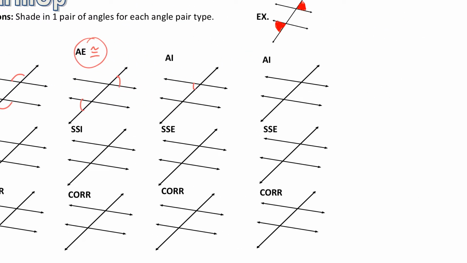Okay, alternate interior would be like here and here, or here and here. Okay, if the lines are parallel, what do I know about alternate interior? They're congruent also.